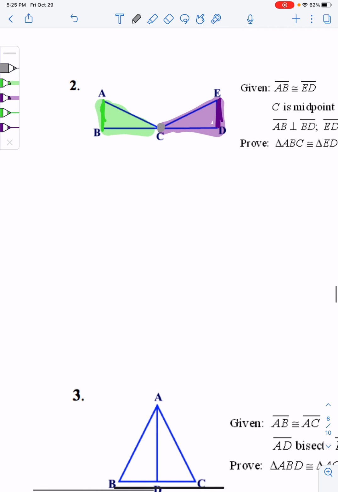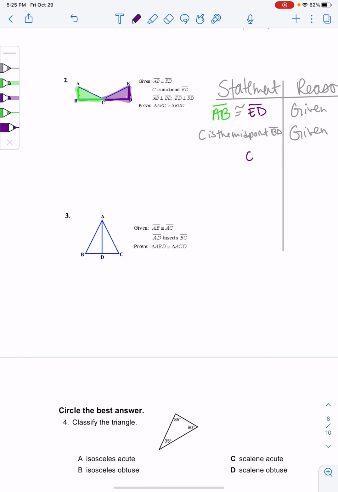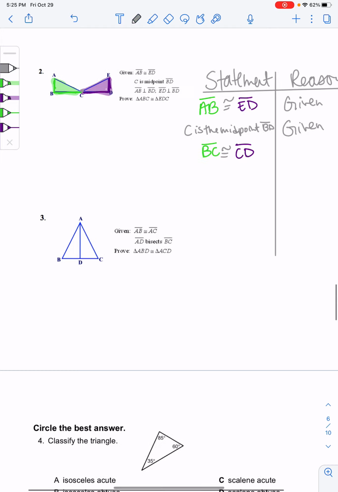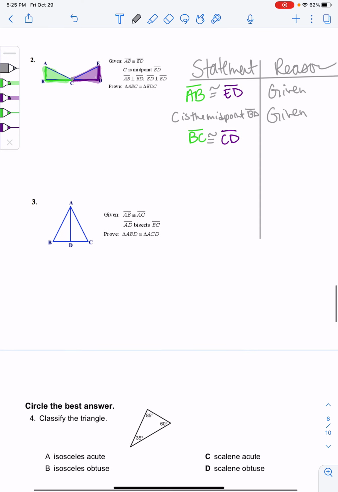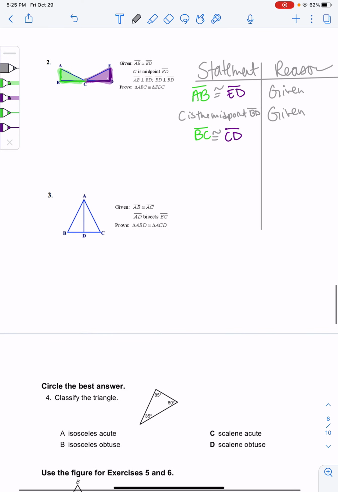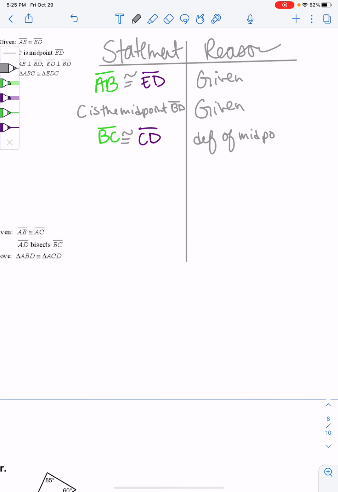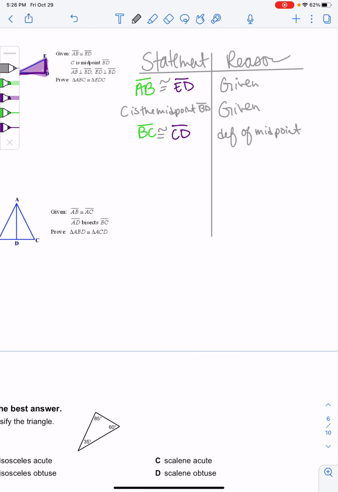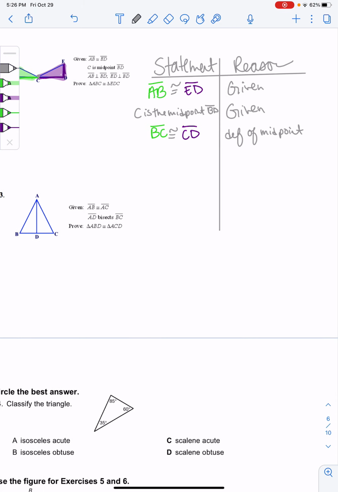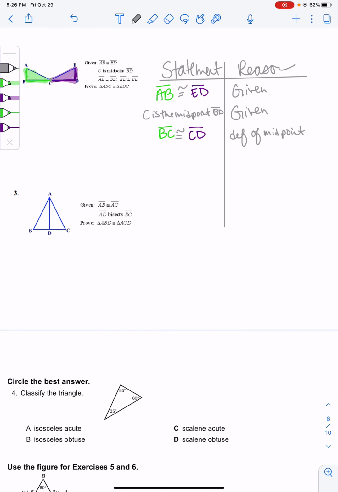Which is helpful for us because if it's exactly in the middle, then this piece and this piece have to be the same. So CD has to be the same as BC because they told us it was exactly in the middle. So definition of midpoint, or C is in the middle of BD, something like that. Because if you recall, midpoint means it's in the middle. Okay, so we got two sides so far.